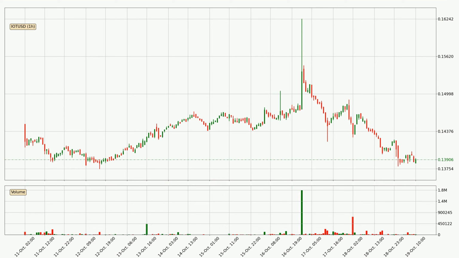Looking at the IOTA hourly time frame, the price moved down around 3.4% in the last 24 hours, with a current price of 13.9 cents. The fact that the sellers are taking over can be deduced because the volume was high and the move was strong.